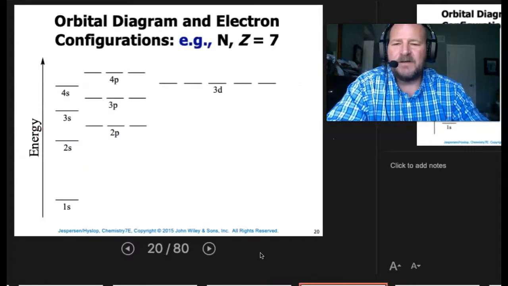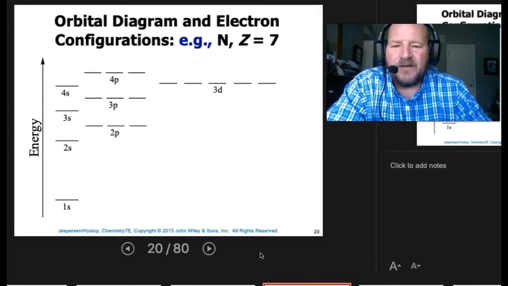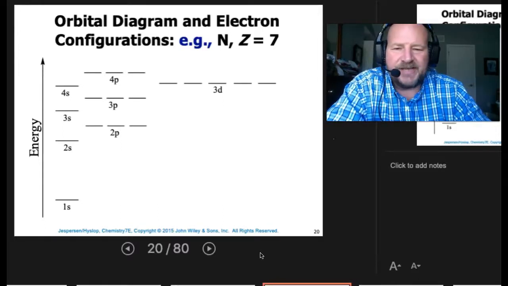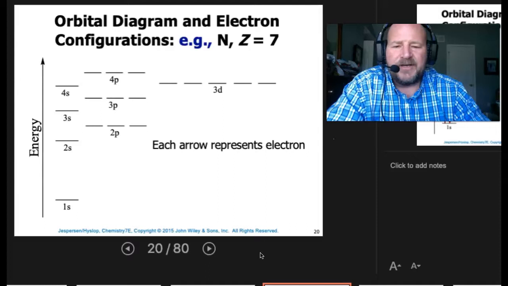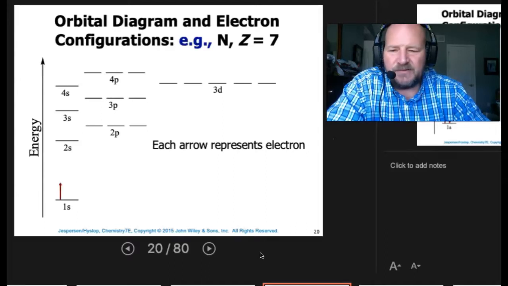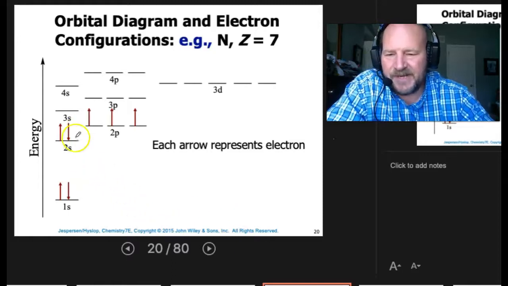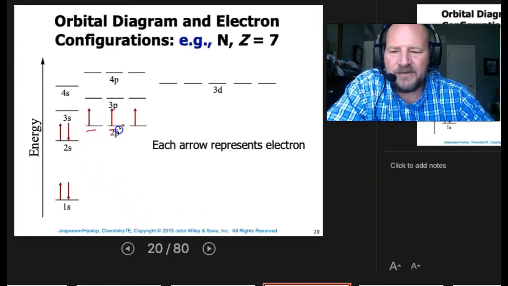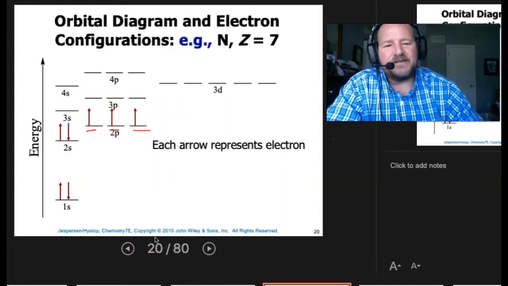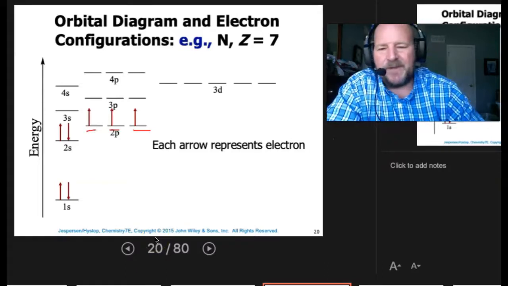Okay. So here's our orbital diagram for electron configurations where nitrogen has a Z equaling 7. Z is just the charge. We have 7 electrons. Each arrow is going to represent 1 electron. So the first thing I'm going to do is put 2 electrons in the 1s, 1 spinning up, 1 spinning down. Then I'm going to put in 2 more electrons into the 2s, 1 spinning up, 1 spinning down. Now notice there's a difference in energy. Now once we get to the 2p, they're all the same energy, so I'm going to put 1 into each one.